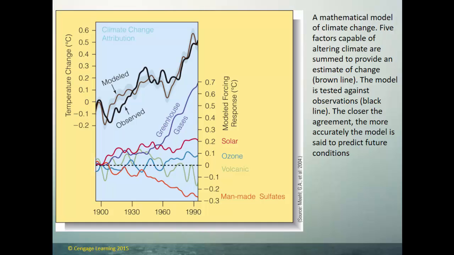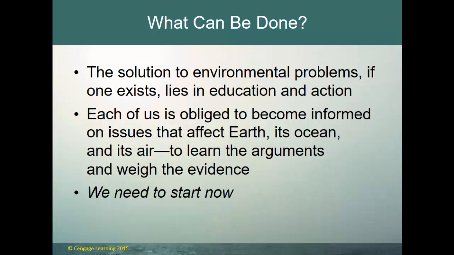And then all added together and modeled, the brown line shows from 1900 to 1990 what impact those 5 factors should have had on the climate, and then we see what has been observed. We can see where what was modeled and what we've observed largely ties closely together, and this gives some validation, some credibility to these global climate change models that we're basing some of these predictions on.